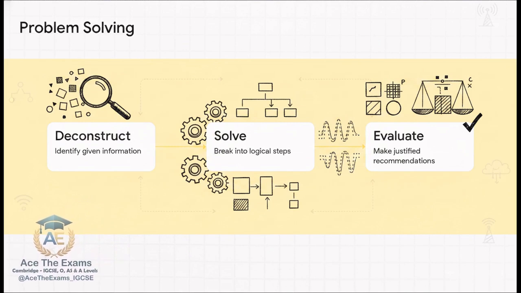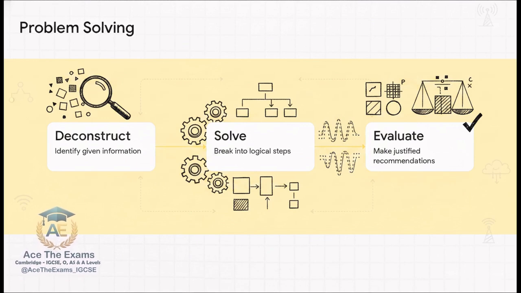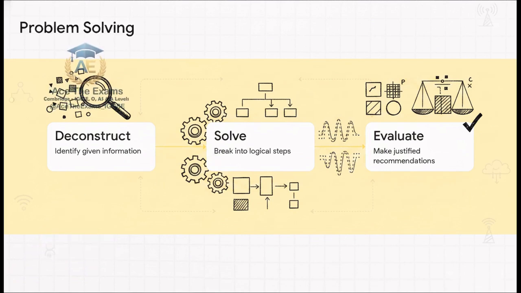Imagine another speed writing challenge. You have 30 seconds. A Cambridge command word asks you to evaluate whether a parity check or a checksum is better for a given scenario. First, you deconstruct the requirements. Let's say the scenario involves transmitting massive blocks of encrypted data over a very noisy, unreliable network. Next, you solve by briefly explaining how both methods would function in this environment.